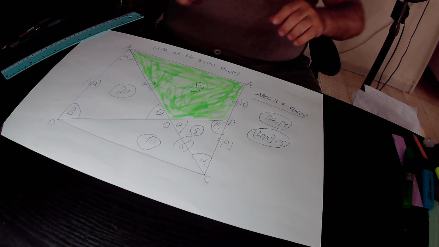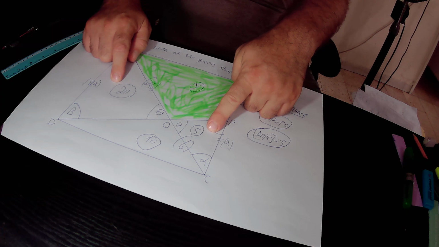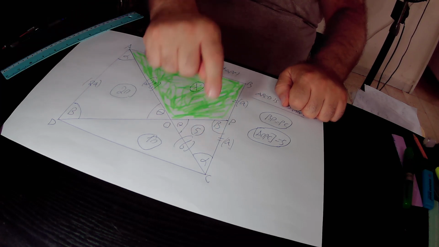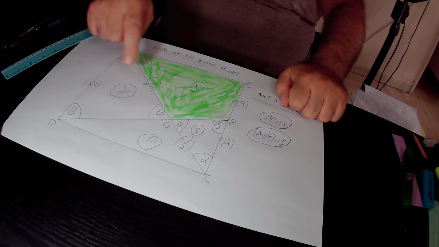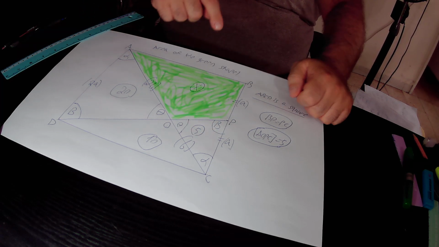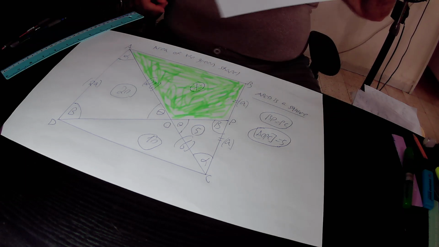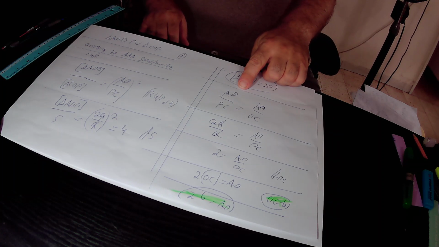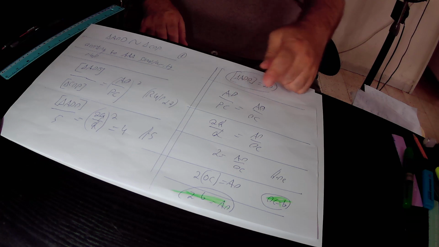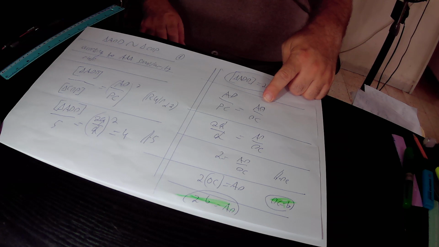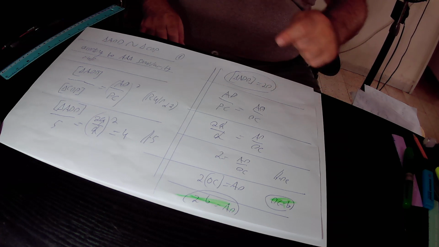Because those two triangles are similar to each other, the following relationship exists between their sides. Side AD of this triangle ADO over side PC of this small triangle POC is equal to side AO of this big triangle ADO over side OC of this small triangle POC. Repeat again: side AD of the big triangle ADO over side PC of the small triangle PCO is equal to side AO of the big right triangle ADO over side OC of the small right triangle OCP.